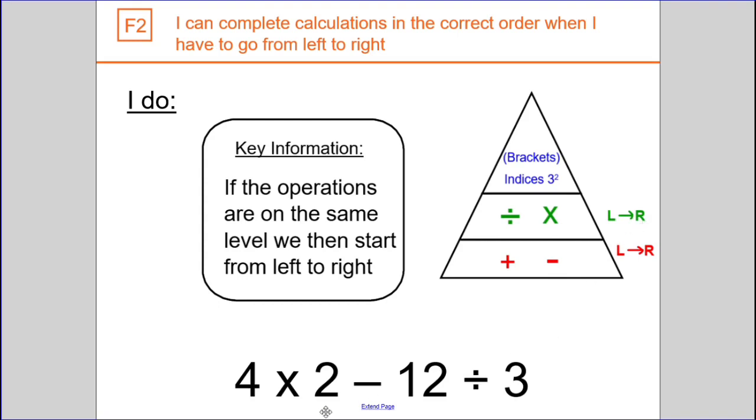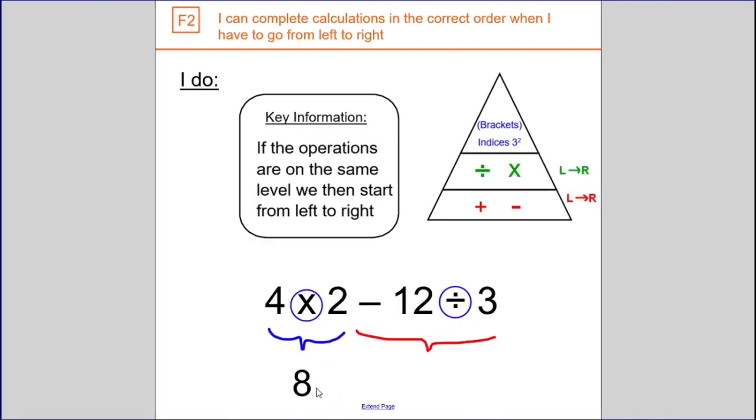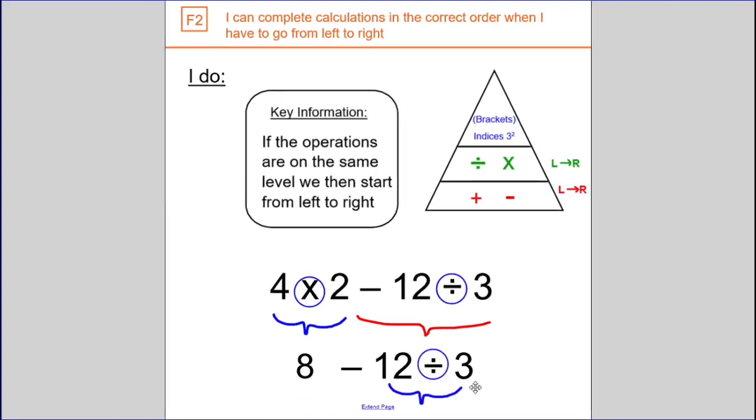So we're going to start off with doing 4 times 2 before we do 12 divided by 3. Once we've done that, we can replace this information with 8. Then we need to bring down the rest of what we got above. If we do that, we can see we've got subtraction and a division. So division has higher priority than subtraction. So we need to work out 12 divided by 3 and we're going to replace that with 4.